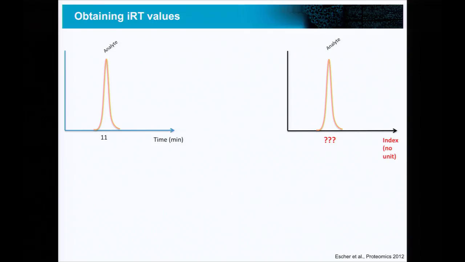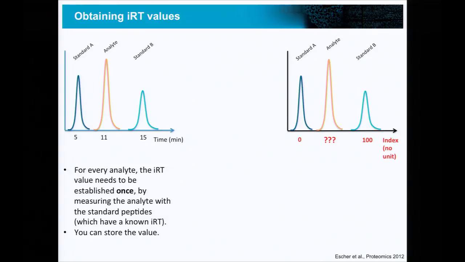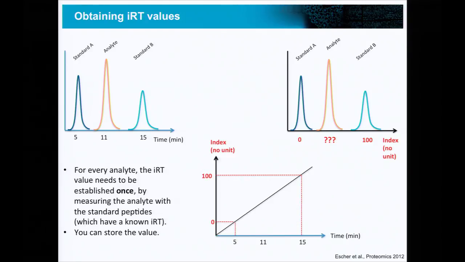So how do we get this IRT value? Let's say we've had an analyte. Now I've told you we measured it, it's at 11 minutes, and we would like to get to this index. Because this index, as I've told you, is what we can store and transfer. What we do is we measure these standards, A and B. And for A and B, we actually already know in advance, and that's very important, we know what is their index. And then the only thing we need to do is a linear fit, a linear regression between these two.